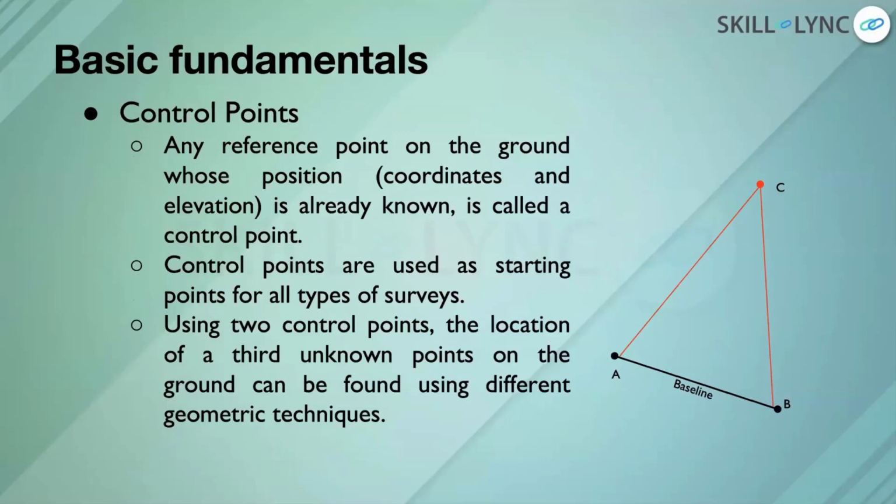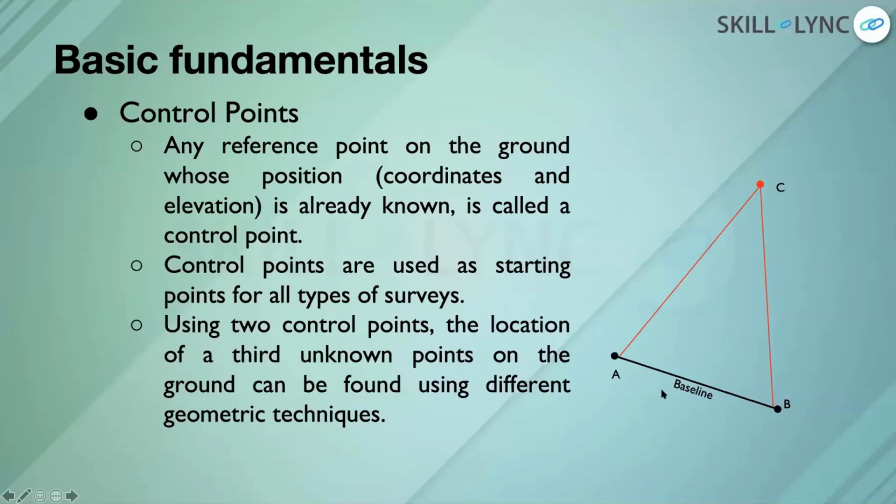Now, any point which has known coordinates and elevation, or whose location is known, is called a control point. So in this figure, the point A is a point whose location is known, that's coordinates and elevation. Point B is a point whose location and elevation coordinates are known. So using these 2 points, I can find the location of a third point.